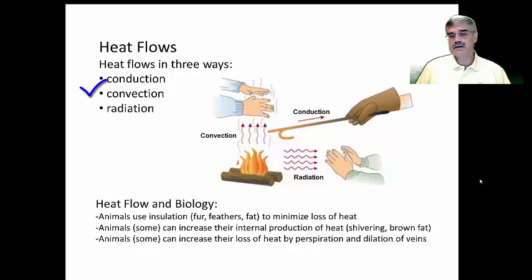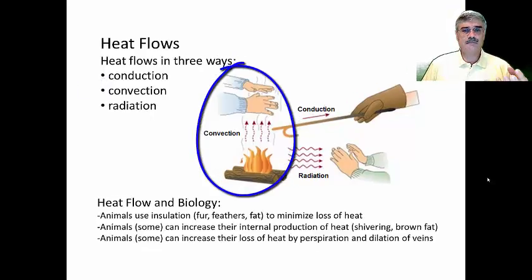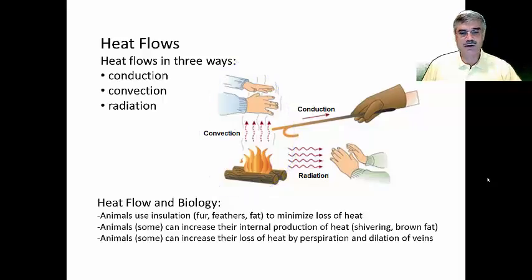Convection is another way that heat flows. Convection involves the actual movement of molecules of, in this case, air, or it could be water, as a group of molecules sort of percolate up. That is the process of convection. Radiation is a little different. It involves electromagnetic radiation, infrared in most cases. So these are three different ways that heat can flow between hotter objects and cooler objects.